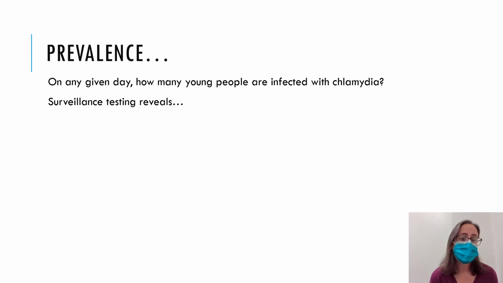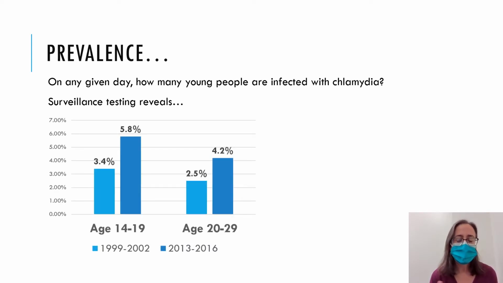So we could also say on any given day how many young people are infected with chlamydia. And so we have national data on this, not Dunn County data, but national data. And it shows us that it depends on your age, and it also has changed over time. You can see for ages 20 to 29 on any given day in 2016, which is what this data is from, about 4.2% of people had chlamydia, right? So that's about a 1 in 25 chance that if you have an encounter with another young person, they may have chlamydia.